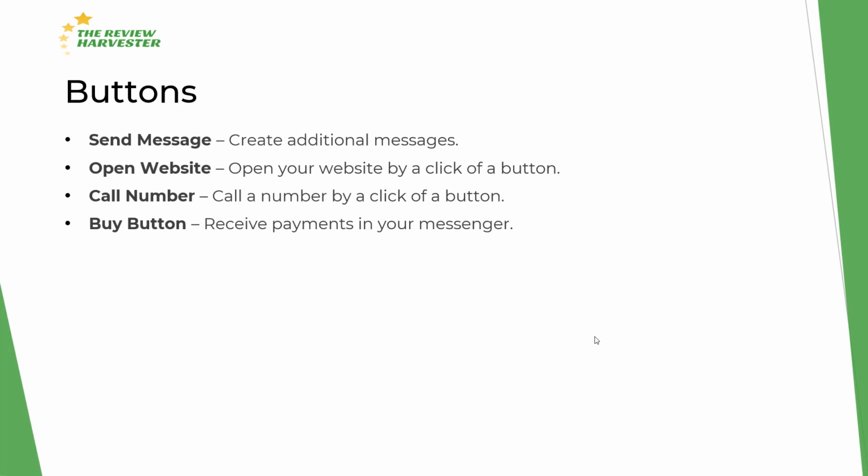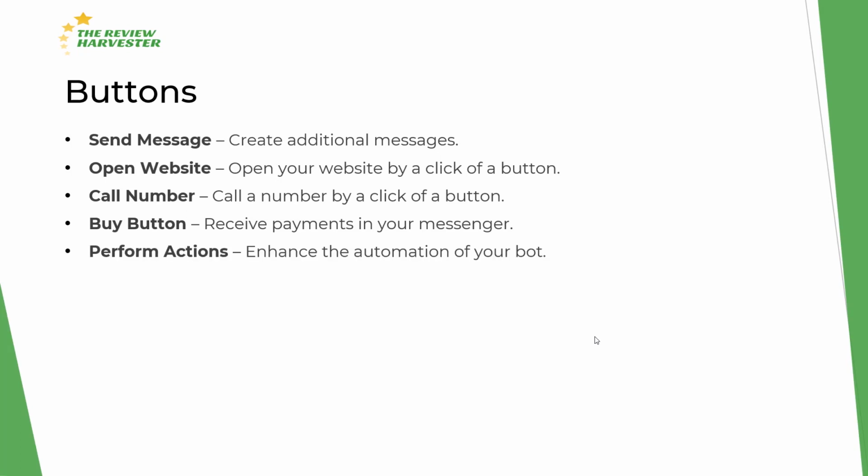Next is the buy button. Receive payments in your messenger. So if you have your messenger integrated with Stripe, with the paying system Stripe, you can use the buy button. And for example, you can create a gallery of products, okay, with images and some description, add a buy button underneath, and then people can buy these products.